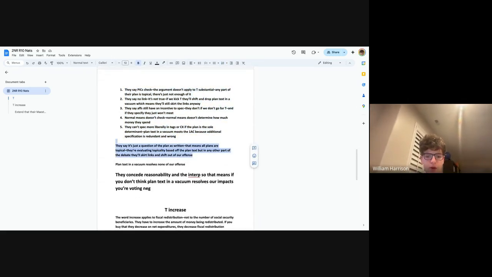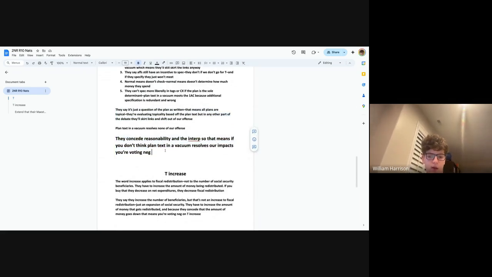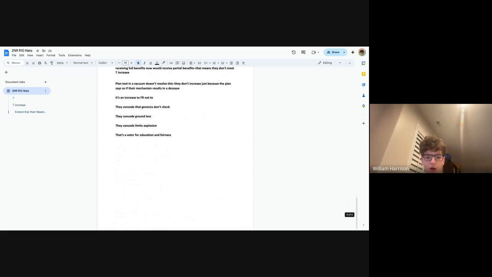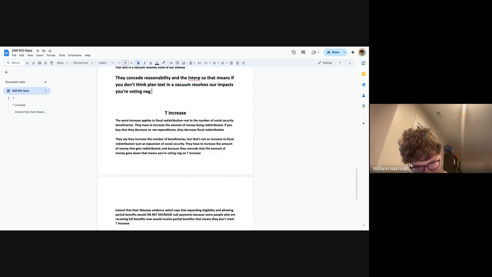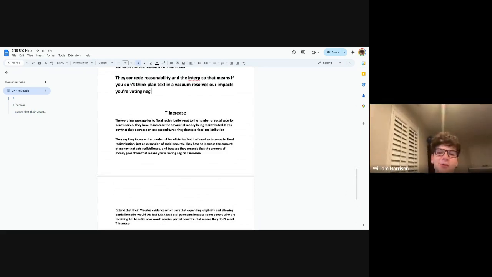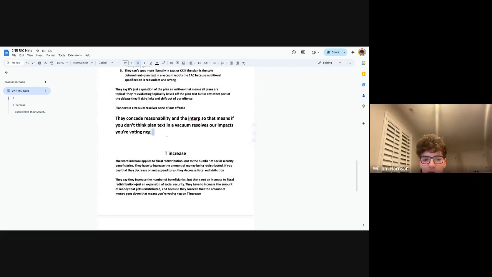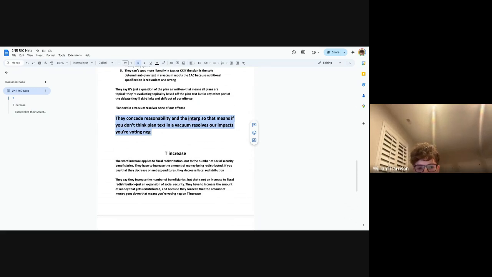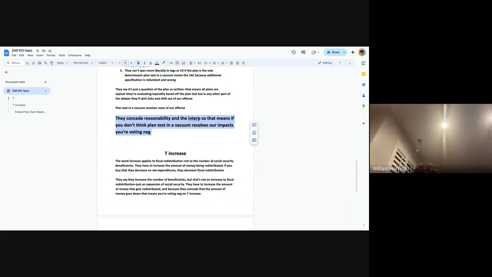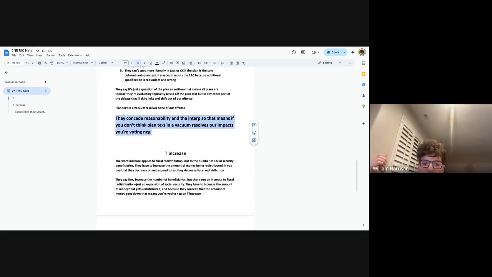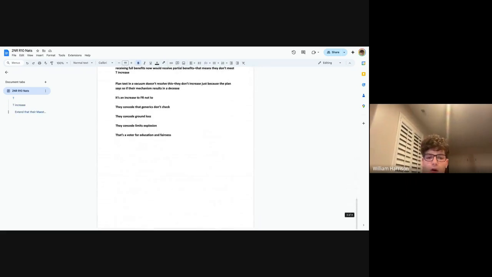Again, every plan is topical, so that's just reiterating the stuff there. I went for 2 T shells, I guess. This is so wild. They concede reasonability and the interp, so that means just like a final. If they concede reasonability and they concede the interp and they just go for a plan text in a vacuum, then that means that if you don't think that plan text in a vacuum resolves all of the negative's impacts, you're voting neg.